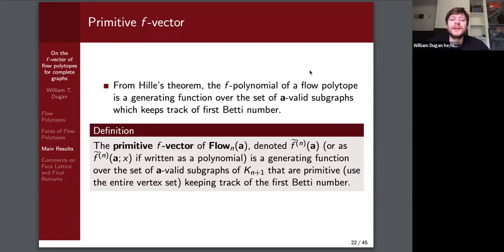And why is this important? We can take the definition of primitive that they have, Andresen-Kjeldsen, and upgrade it to a new definition of F vector. So now we're going to define the primitive F vector for a flow polytope. We'll denote it as F^prim_A if it's a vector. More often I'll be doing F^prim_A(x), because I really mean the F polynomial. This will be a generating function over the set of A-valid subgraphs that are primitive and keep track of the first Betti number. So it's kind of like a subset of the F vector. I mean, of course, the F vector is not a set, so you can't do that.